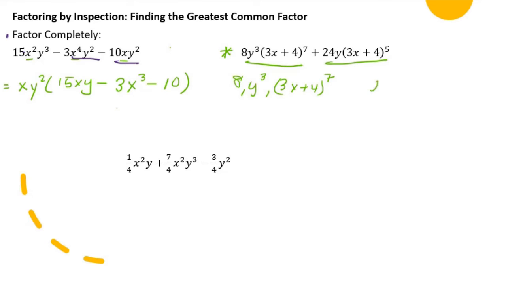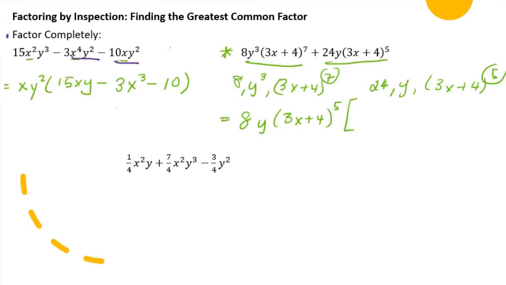The major factors of the second term are 24, y, and 3x plus 4, but there are 5 of them this time. What do those two have in common? Even without resorting to prime factors, I can tell that 8 and 24 are both divisible by 8. So 8 has to be part of the greatest common factor. There are 3 y's in the first term, 1 y in the second term, so there's a single y in the greatest common factor, and then there's a couple of 3x plus 4's. How many? I've got 7 in the first term, 5 in the second term, so I can pull 5 of them out.